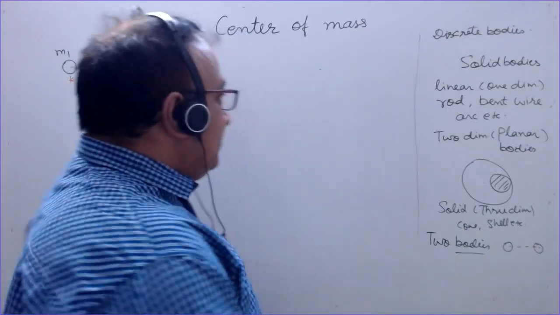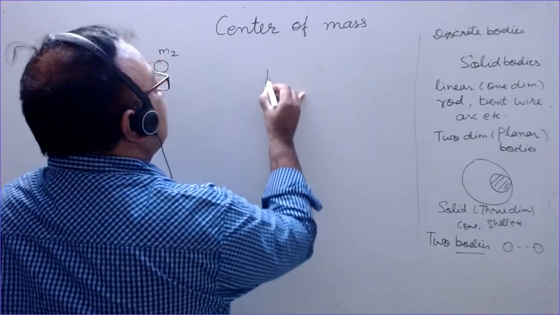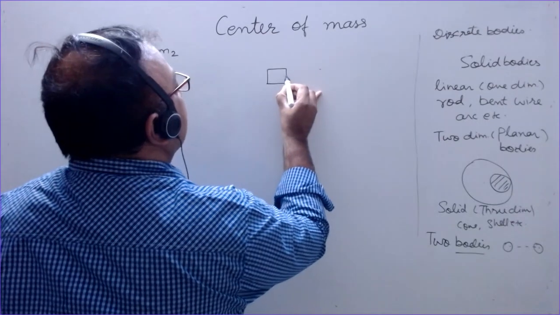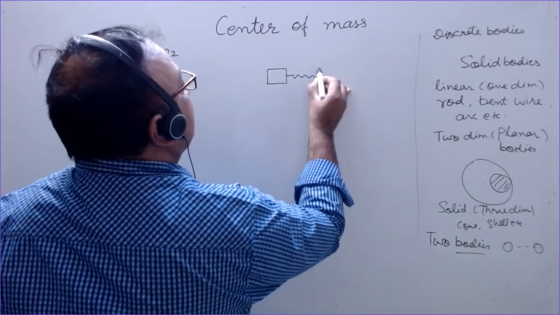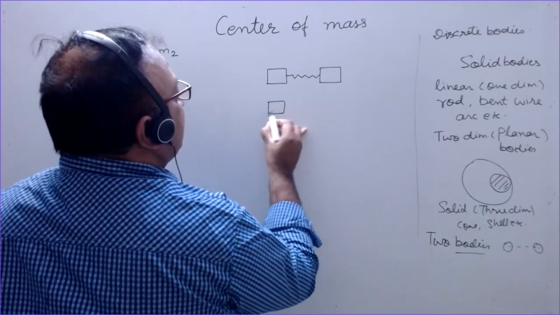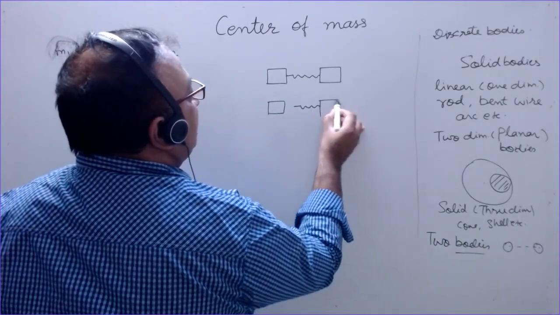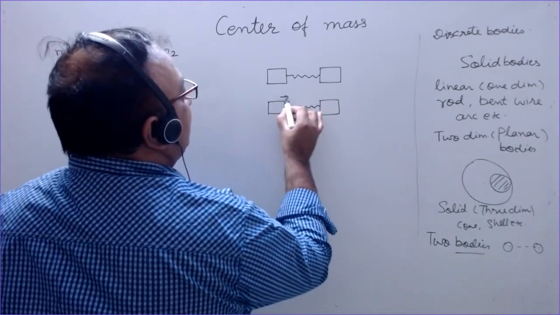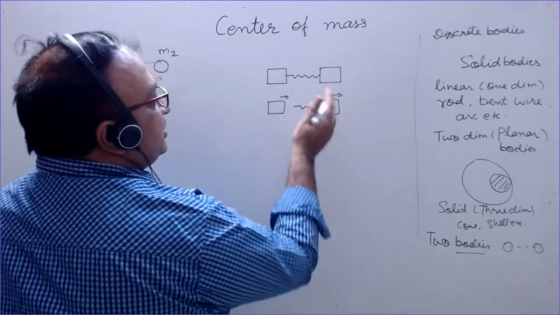And we can apply this also to a body which is having motion like this. Two bodies are connected by a spring, or one body is moving towards the other body which has a spring, moving in, or this may be moving, may be stationary.